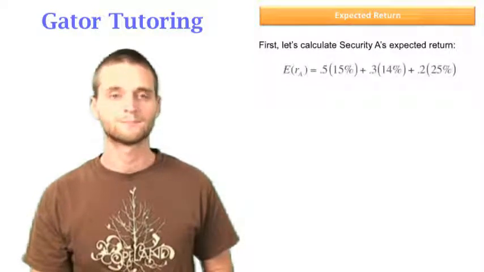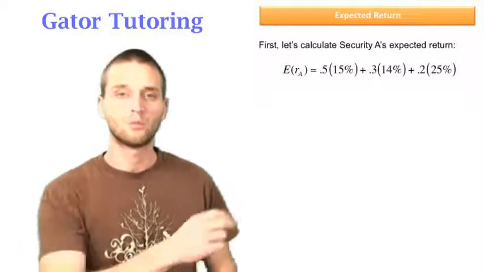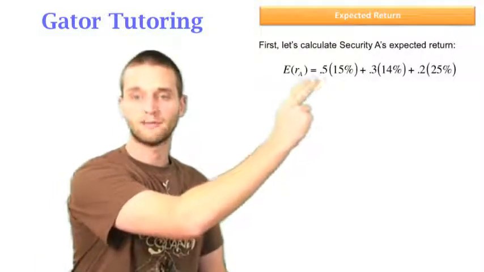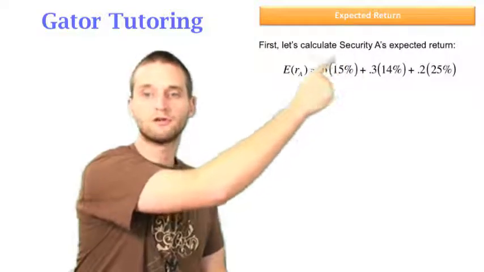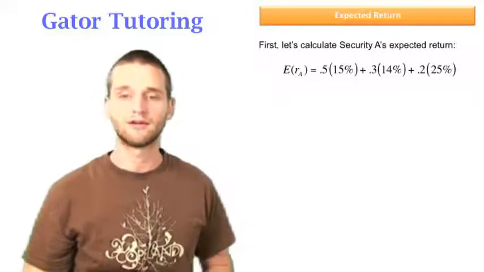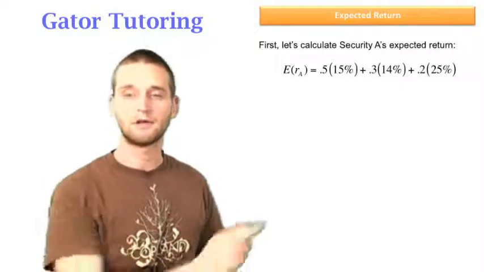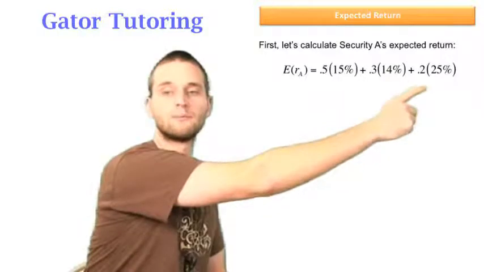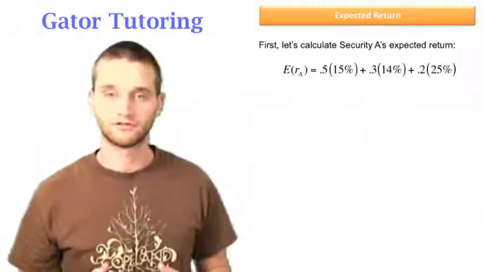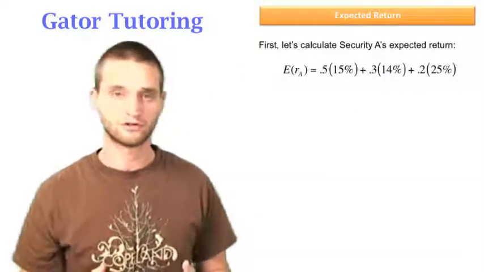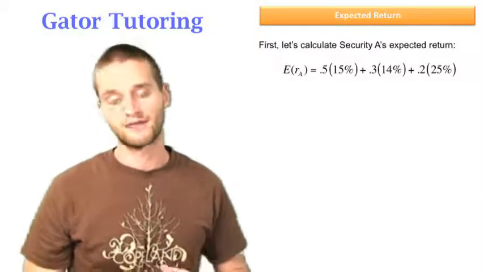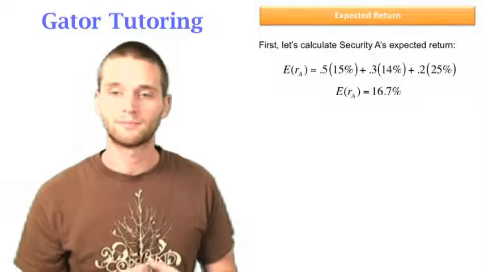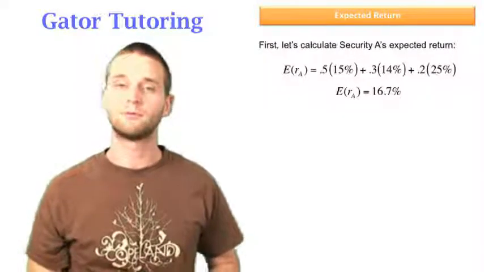So let's look at this. The expected return for security A: there's a 50% chance that we're going to end up in the first state of nature. So we multiply the 0.5 times the return that A would earn in that first state of nature, the 15%. And we want to do that for all three and then add them up. So we add the 30% chance that A will earn 14%, and then the 20% chance that A will earn a 25% return. The numbers inside the parentheses are the returns. The numbers being multiplied by them are the probabilities for each state of nature. When we add them all up, we get an expected return for security A of 16.7%.